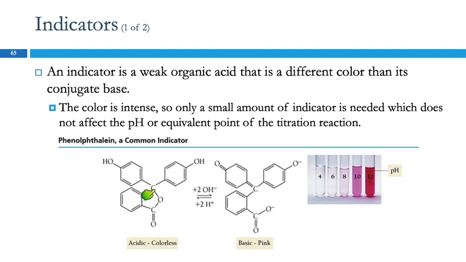So this is the acidic version of it, which is colorless. And the basic version, this bond has been broken here. And we lost this, well, a couple of different things happen actually. This is the basic version and this is pink. And so here we see the color of it at different pHs. So we're seeing some pink color at pH 8.